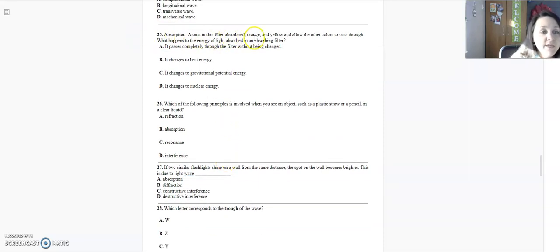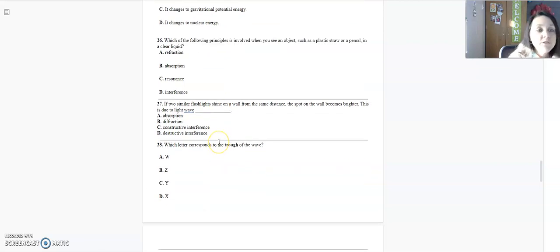So it says what happens to the energy of light absorbed in a filter. Let's imagine you've got on a black shirt. When it absorbs light, that changes to heat energy. Okay, so which of the following principles is involved when you see an object such as a plastic straw? We did this in the lab. That's going to be refraction because the light is slowing down as it's hitting water.